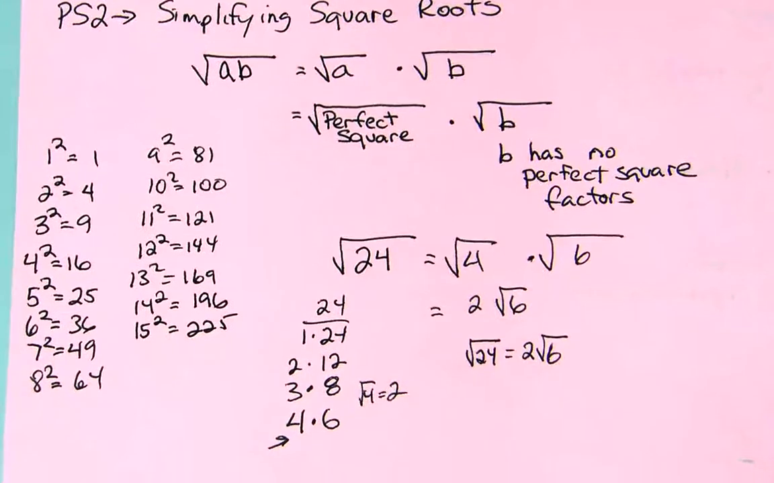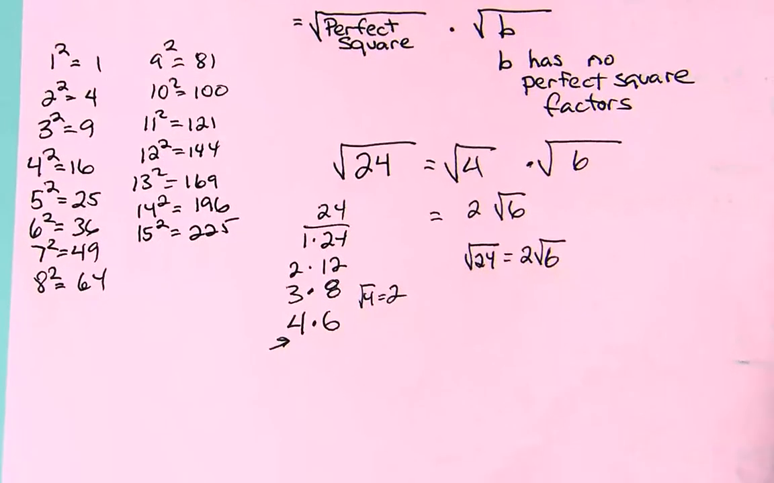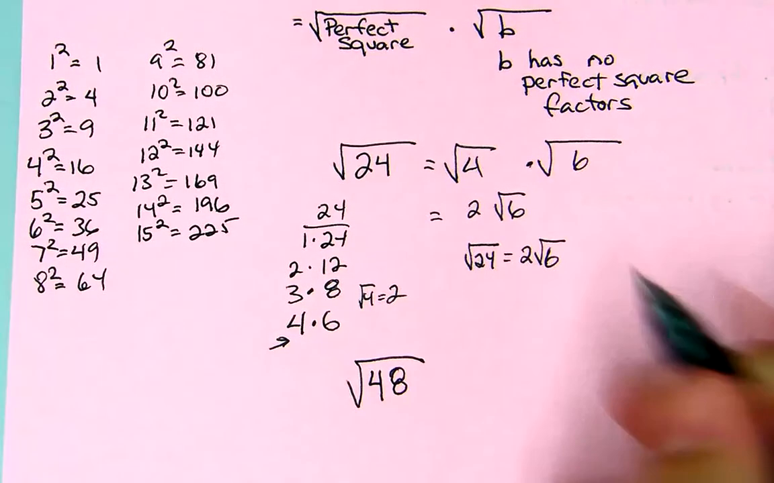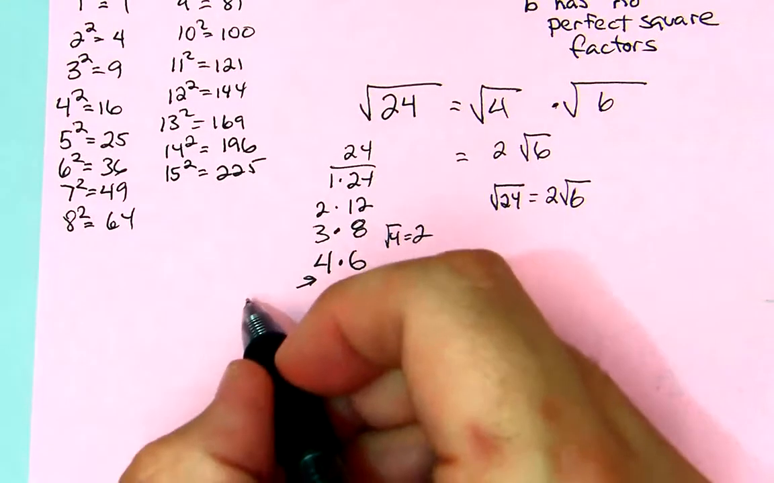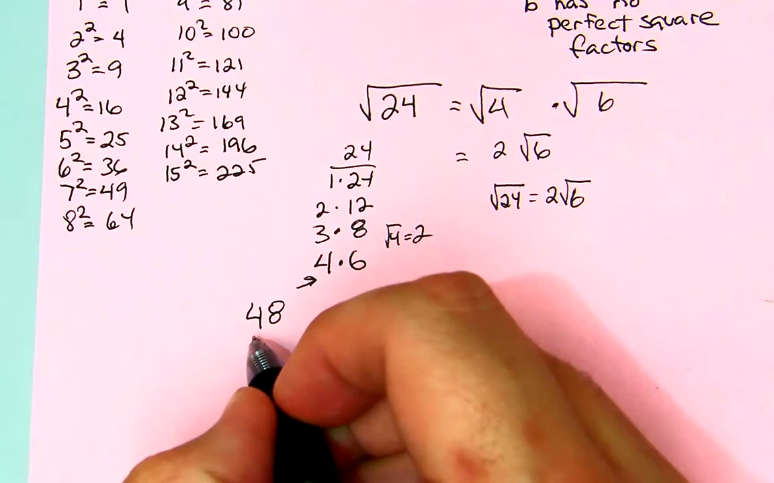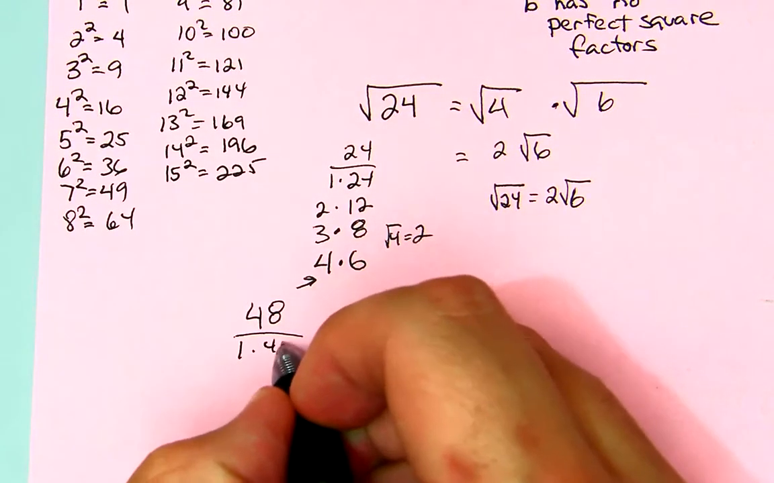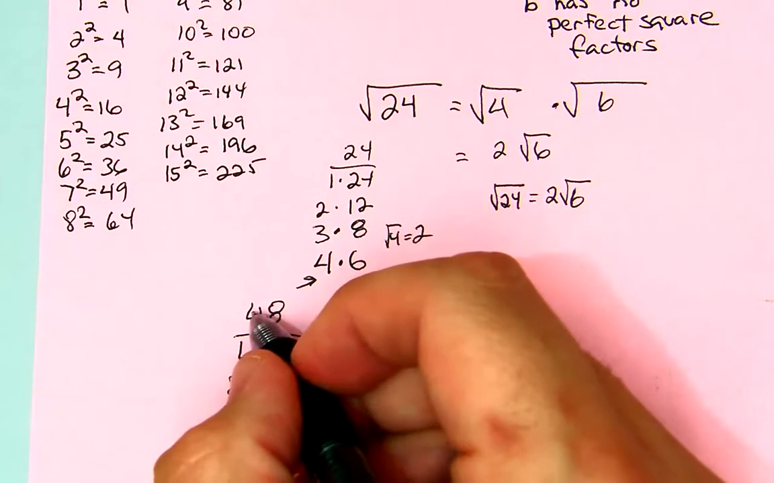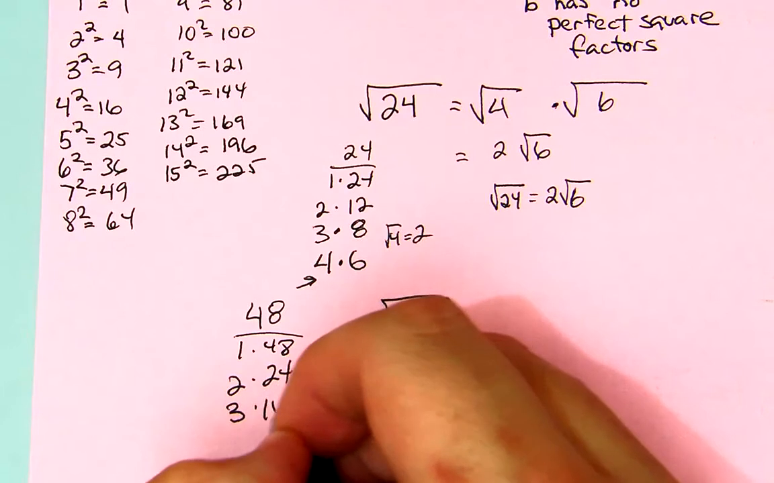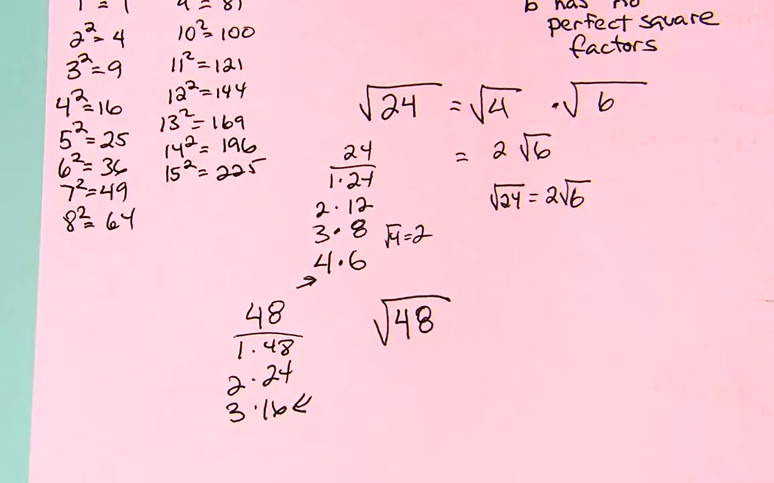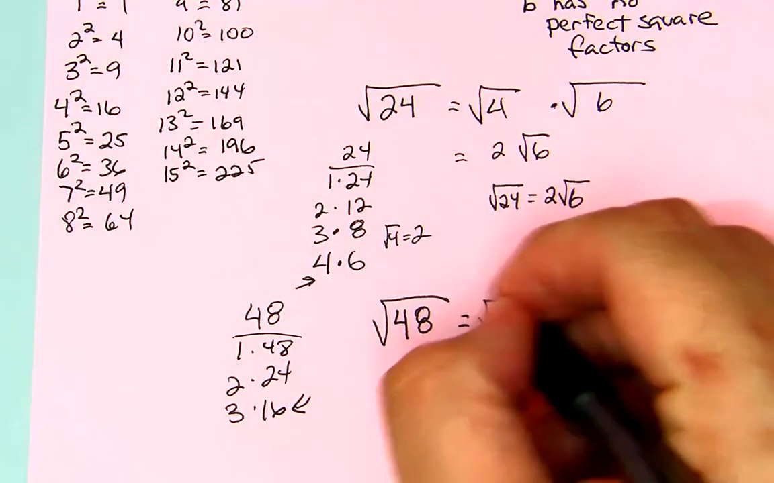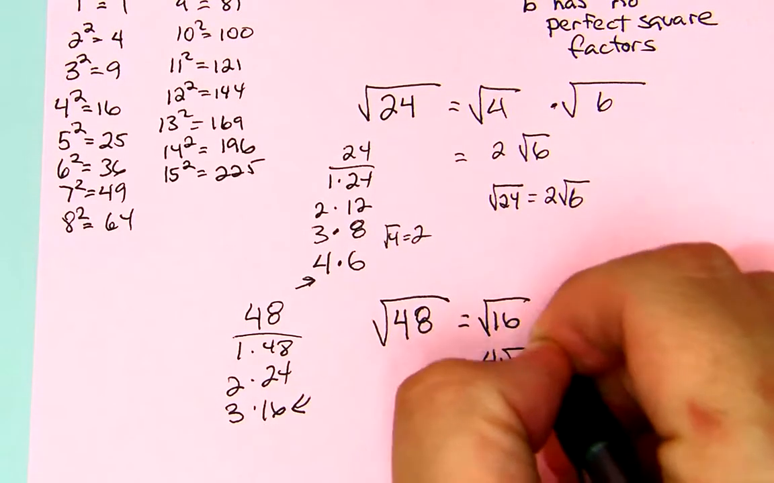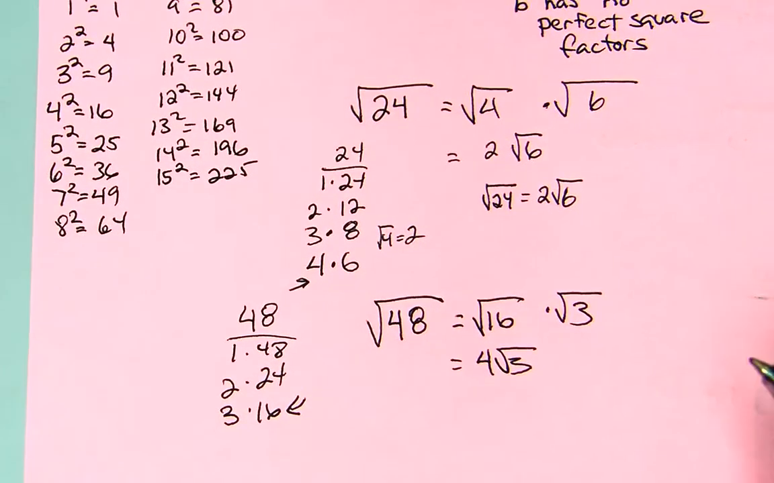So the idea is, alright, find that perfect square factor. Now another one, let's go square root of 48. Now you take the number 48, and you think to yourself, alright, well, this is 1 times 48. This is 2 times 24. This is 3 times 16. Ooh, I like that, because 16 is a perfect square. So, the square root of 16 times the square root of 3, so this is 4 times the square root of 3.